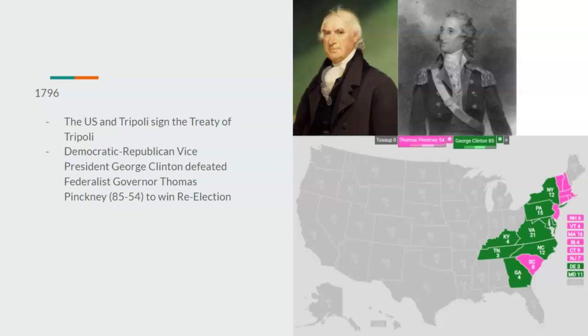1796, the U.S. and Tripoli would sign the Treaty of Tripoli. And of course, we have the 1796 vice presidential election, where Democratic-Republican Vice President George Clinton would defeat Federalist Governor Thomas Pinckney 85-54 to win re-election. George Clinton is proven to be a very popular vice president.